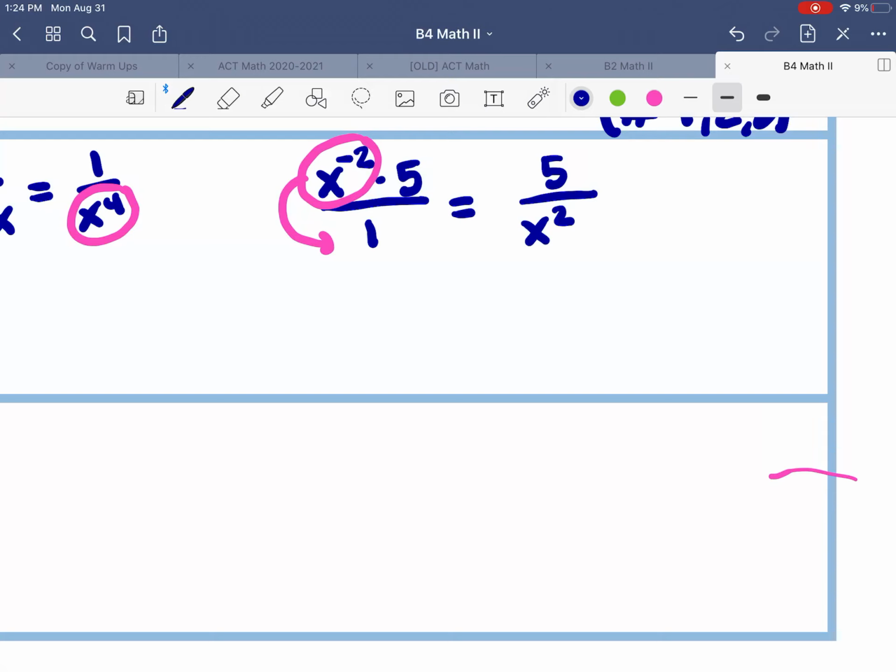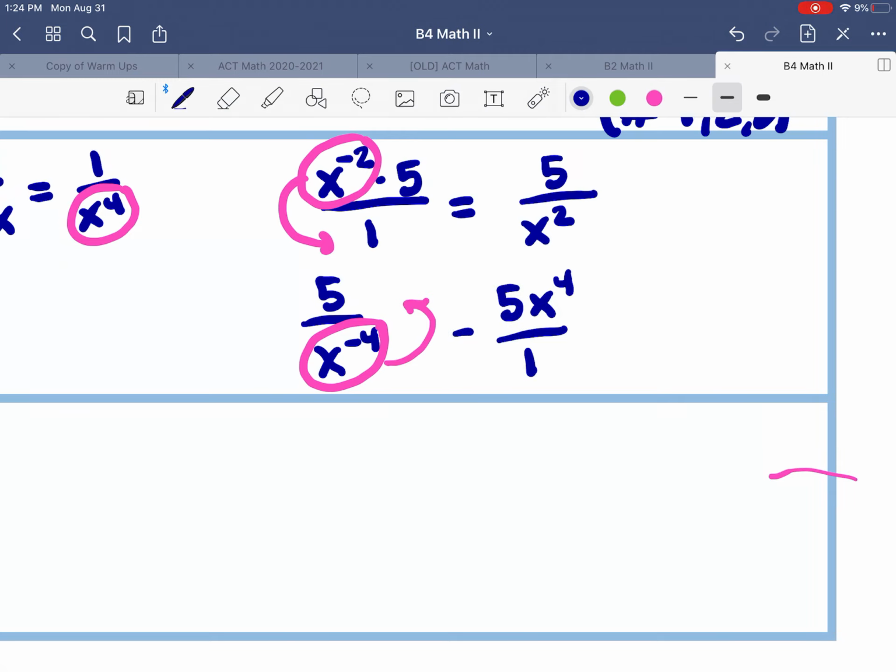We moved it. So an example, perhaps you have an x to the negative 4th power down in the denominator. That indicates to me that it's in the wrong part of the fraction and should be moved to the top and made positive. So that will look like 5x to the positive 4th. It's still over 1, but we don't necessarily need to write that 1 anymore because we don't have anything in the denominator.